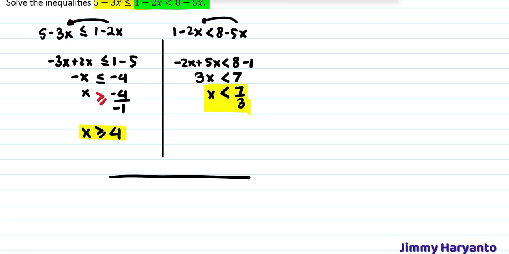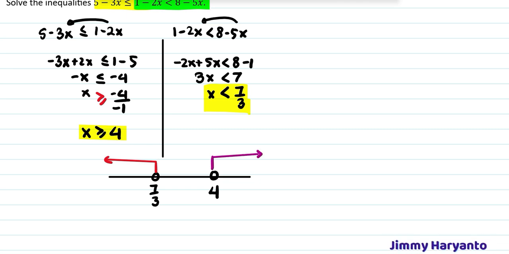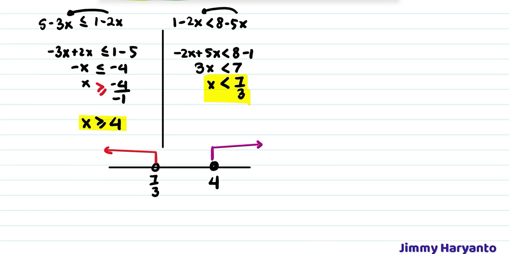We have to combine them. To combine them, you have to use the number line. 7 over 3 is less than 4, so 7 over 3 will be on the left. It says less than 7 over 3, that means go to the left. It says greater than or equal to 4, that means go to the right side. As you can see, there is no overlap. Oh sorry, this one has to be a colored dot. Because there is no overlap area, that means for this one there is no solution.